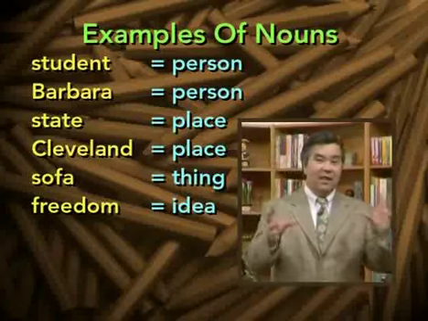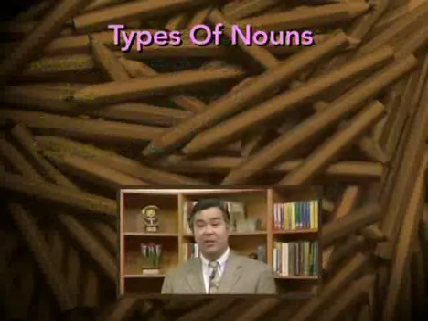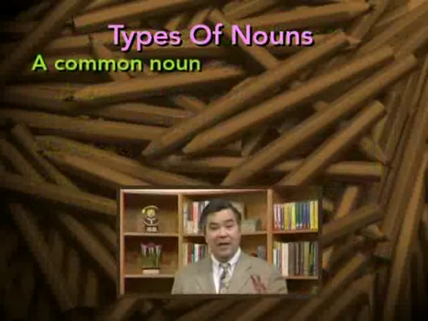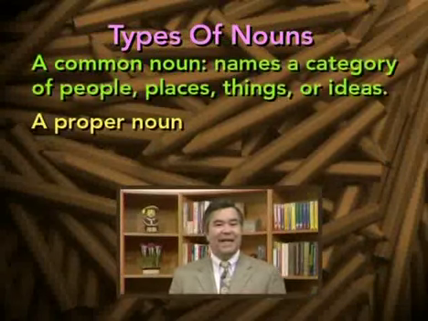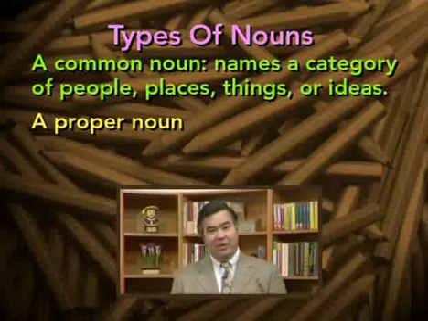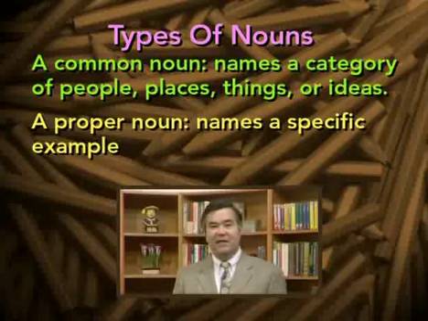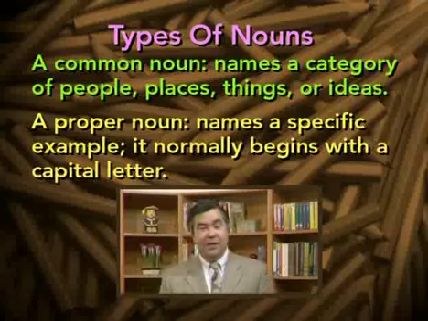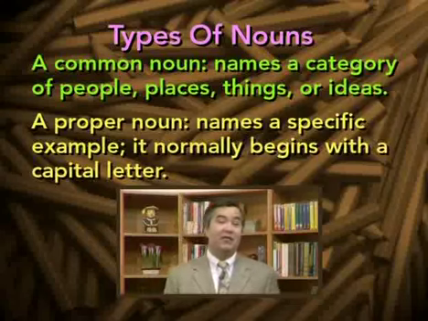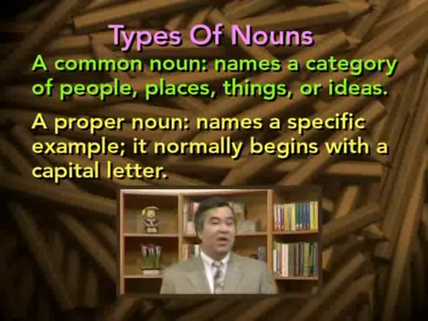Now, within the broad category of nouns, there are two particular types of nouns that you need to be aware of. These are a common noun and a proper noun. A common noun names a category of people, places, things, or ideas. A proper noun names a specific example. A proper noun normally begins with a capital letter. Therefore, it's important to recognize the difference between a common noun and a proper noun, since when you're writing them, you need to know whether to use a capital letter or not.